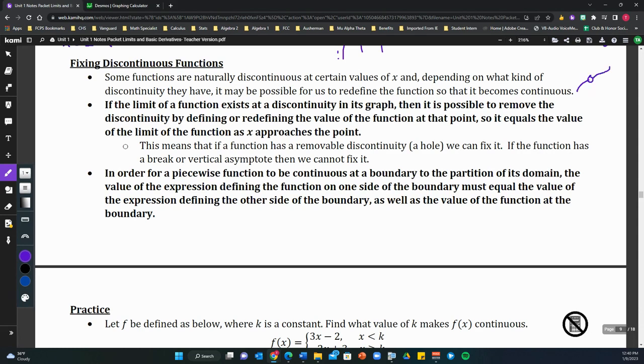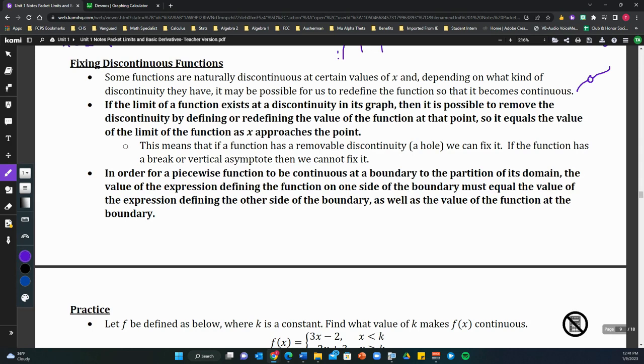So if I have a hole on a function, it is possible for us to redefine it as a piecewise function and be able to fix that, basically fill the missing point. So if the limit of a function exists at a discontinuity in its graph, then it's possible for us to remove the discontinuity by redefining the value of the function at that point. So again, this is the type of graph where the function would be undefined, but the limit of the function still exists at whatever this value of x is.